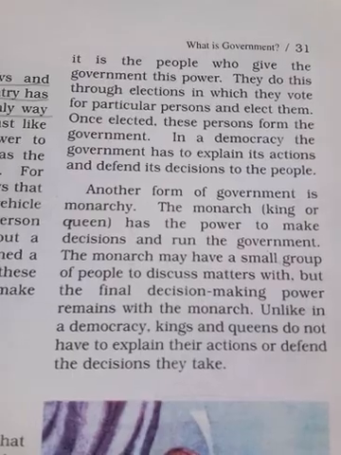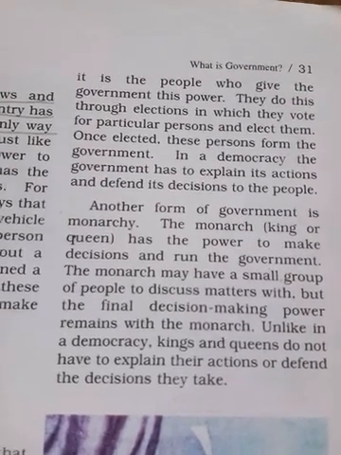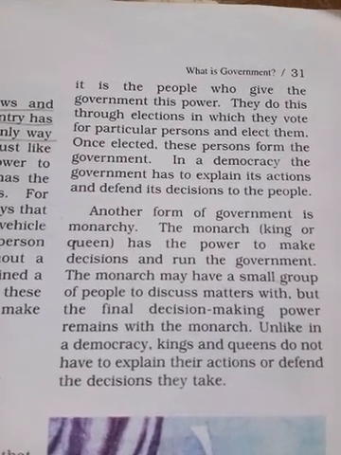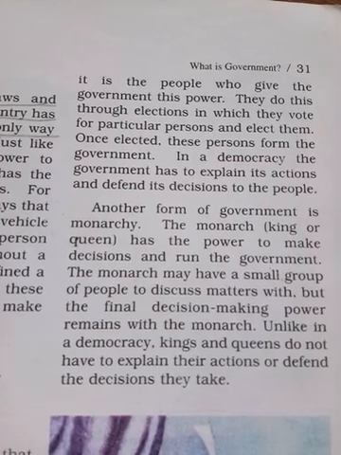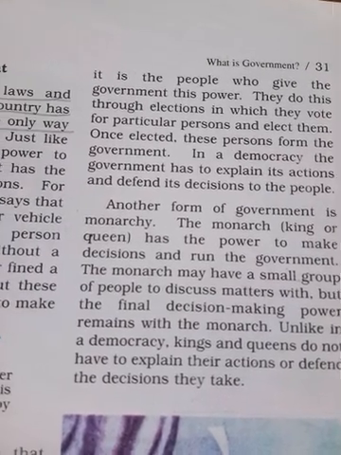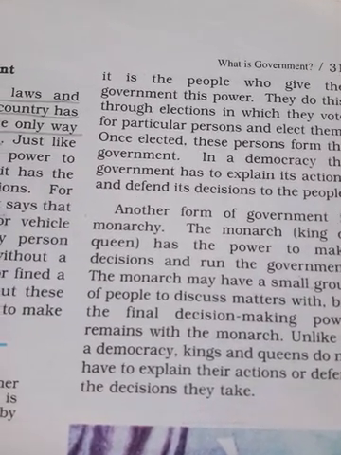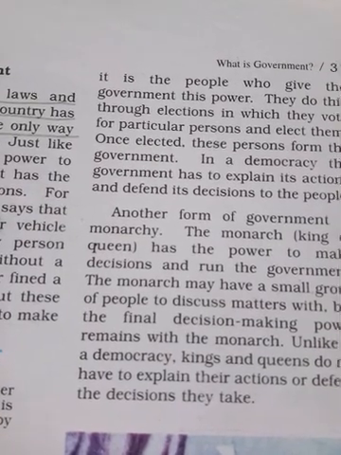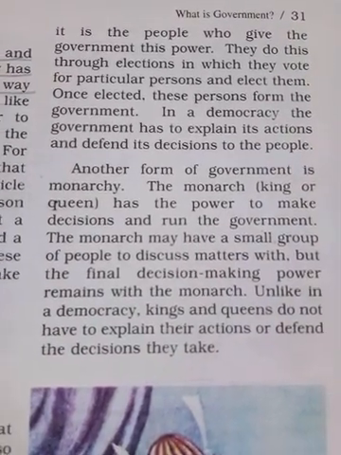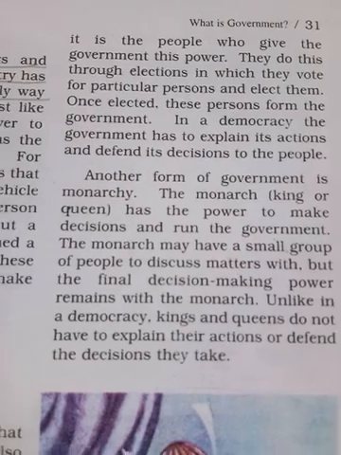Okay, and another form of government is what? In a democracy form of government, people have sent their representatives. That means the people are giving power to the government. But let us see the monarchy form of government, that is another form of government.